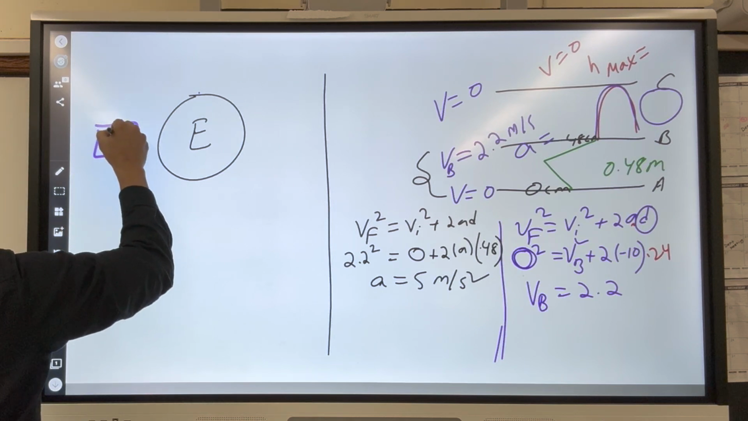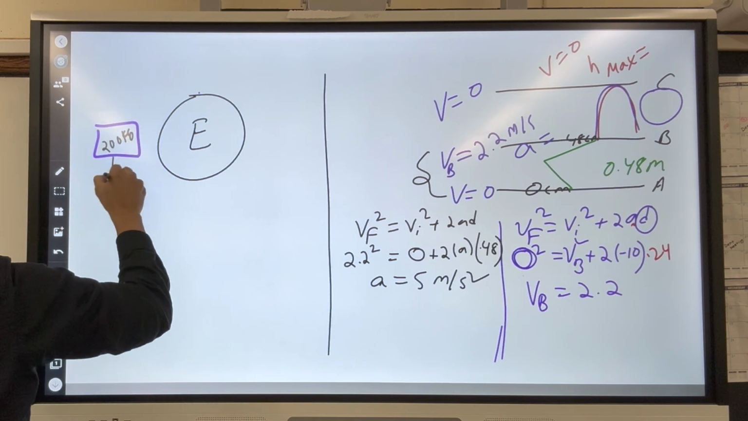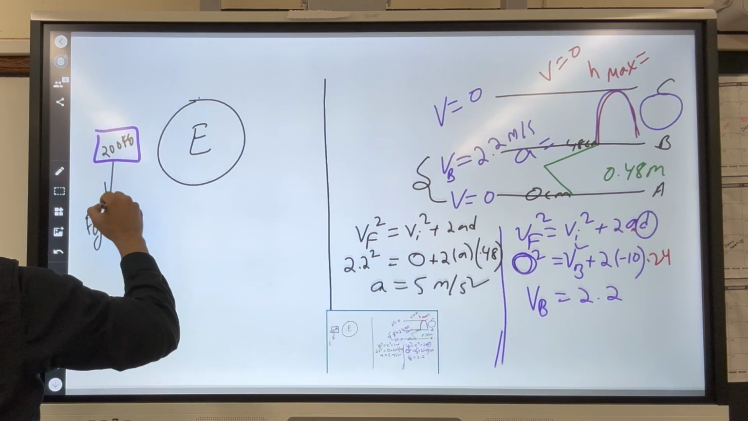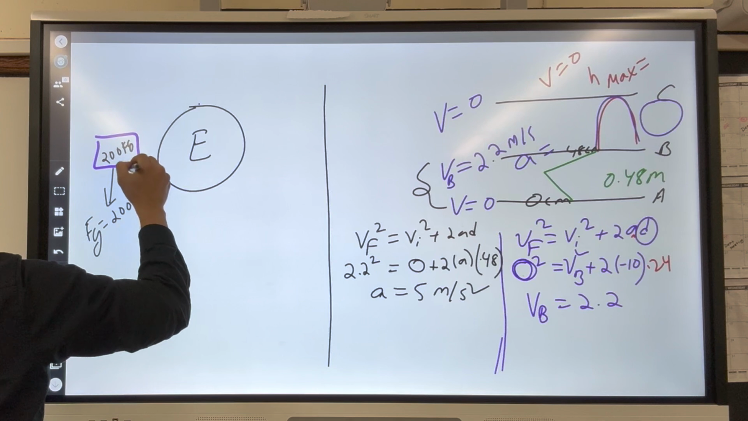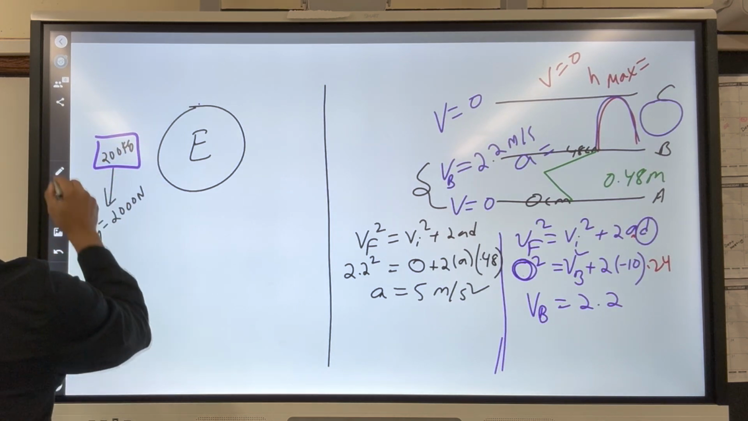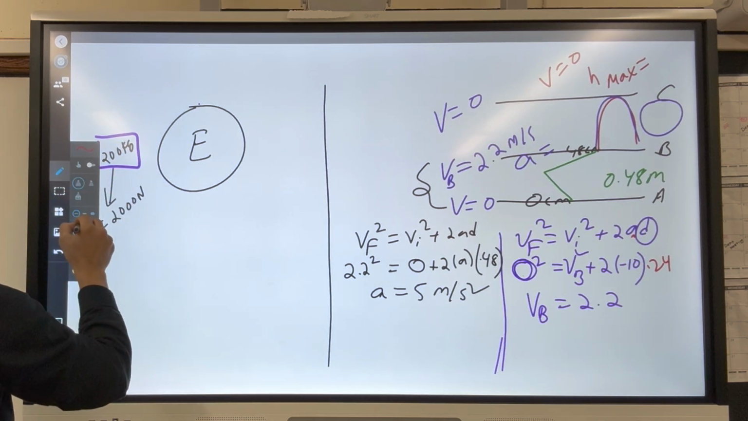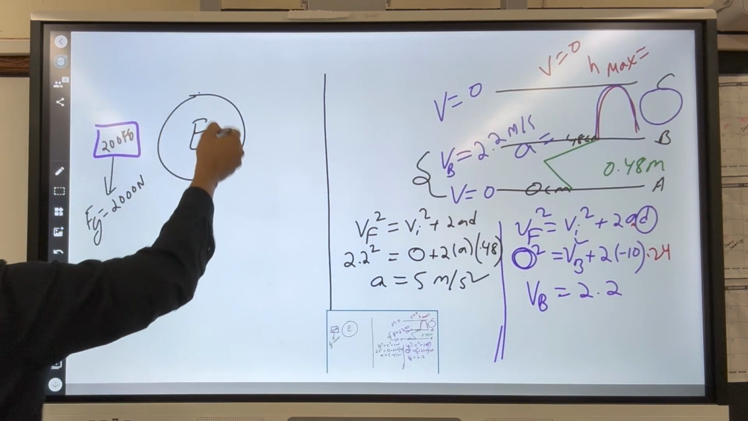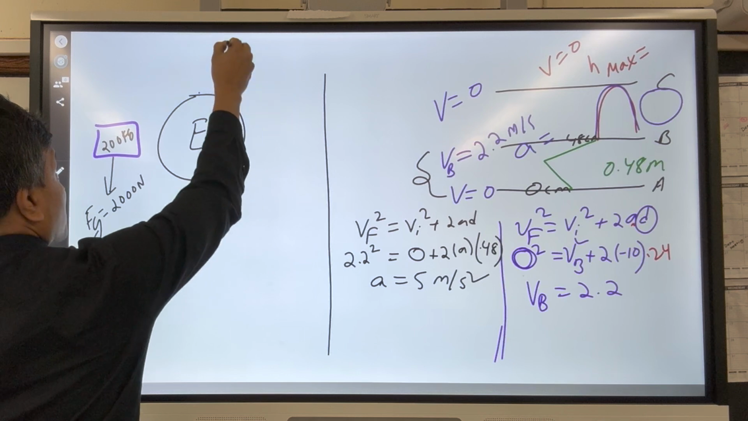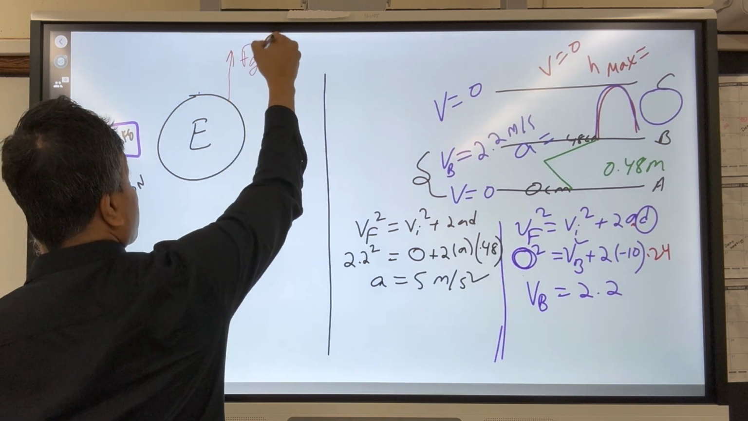So 200 kilograms. What does that mean? You have weight. Let's use g as 10. So the weight is 2000 Newton, and that means the Earth pushes with a force which is equal in magnitude, opposite in direction. So the Earth is, what does that mean?